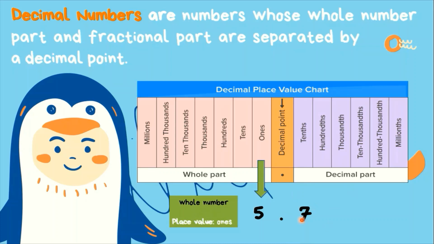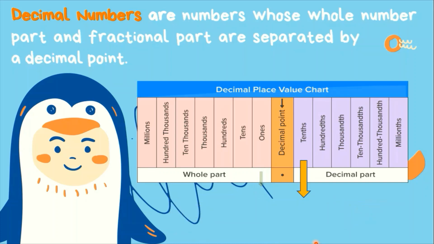Si 7 naman ay nasa kanan ng ating decimal point. Therefore, siya ay isang decimal part at ang kanyang place value ay tenths. Decimal, place value tenths for 7. Magbigay pa tayo ng isang example. We have here 138.05.